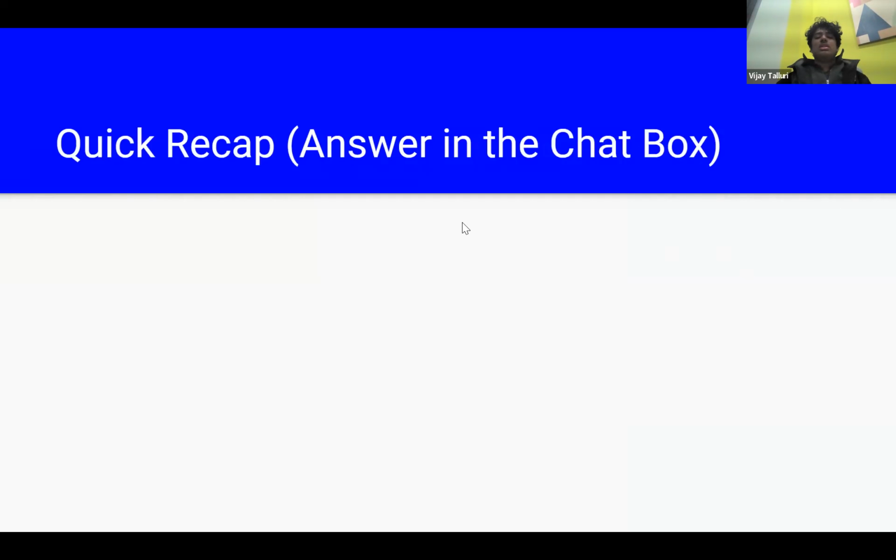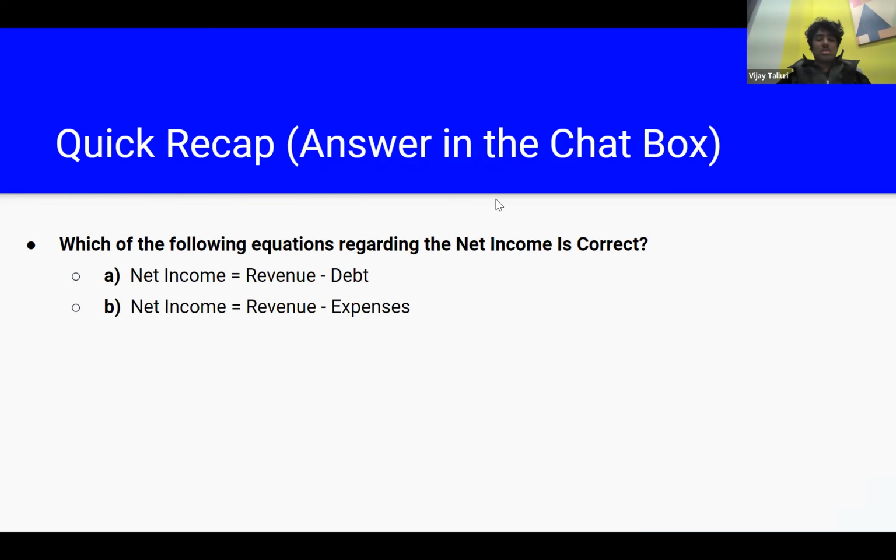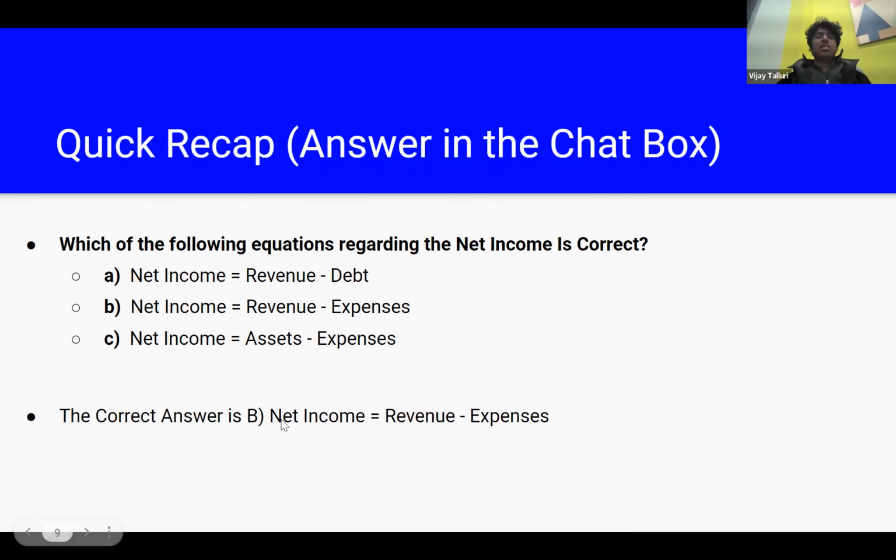And here is a question. Which of the following equations regarding the income statement is correct? Okay, so we have three. I'll just give you the answer. It is B, net income equals revenue minus expenses.